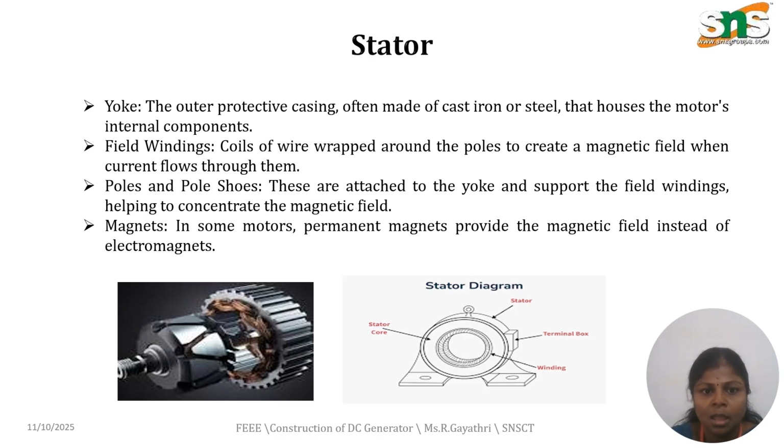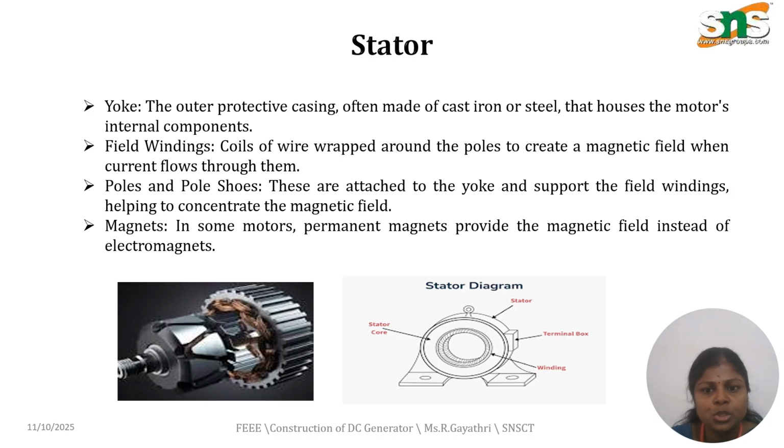Magnets will be there. The yoke is a protective outer casing, often made of steel, that houses the motor's internal components and protects them. Then the field winding: coils of wire wrapped around the pole to create a magnetic field when the current is flowing through them.